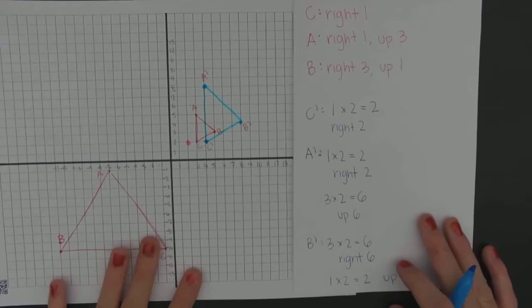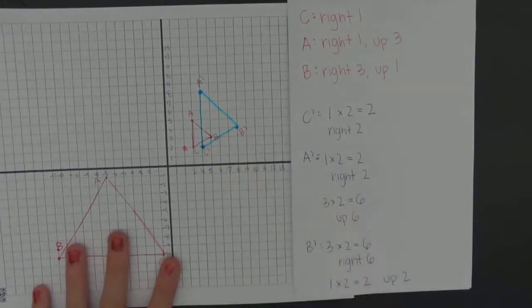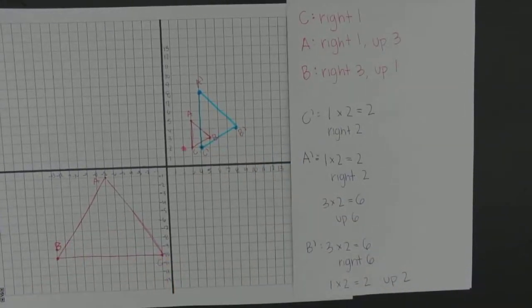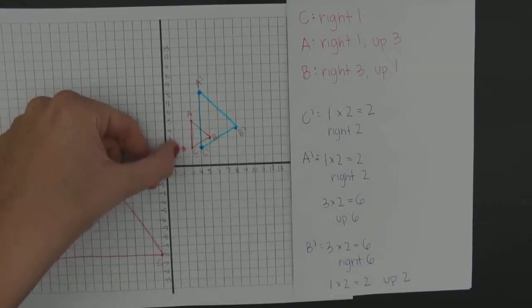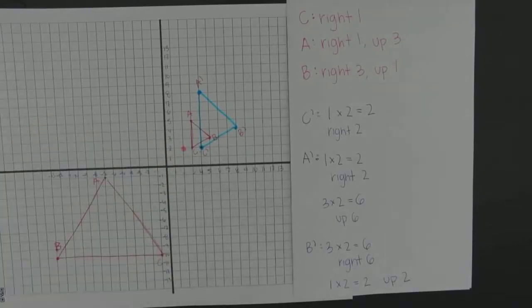Awesome. Okay, so again, it produced the same shape. It just got bigger because my scale factor was bigger than 1. It was a scale factor of 2. And I did it from a center of dilation at (2, 2).